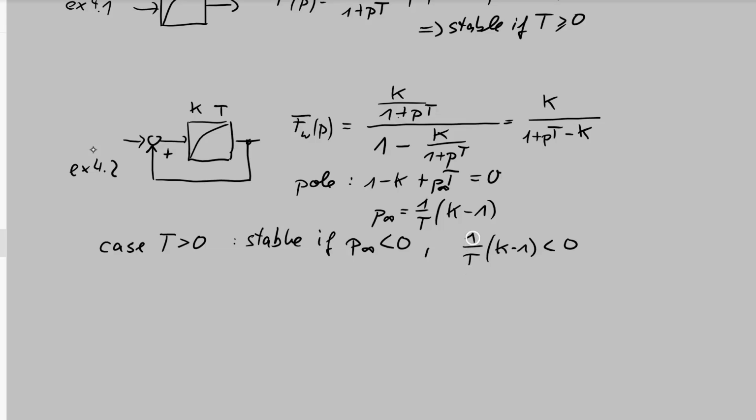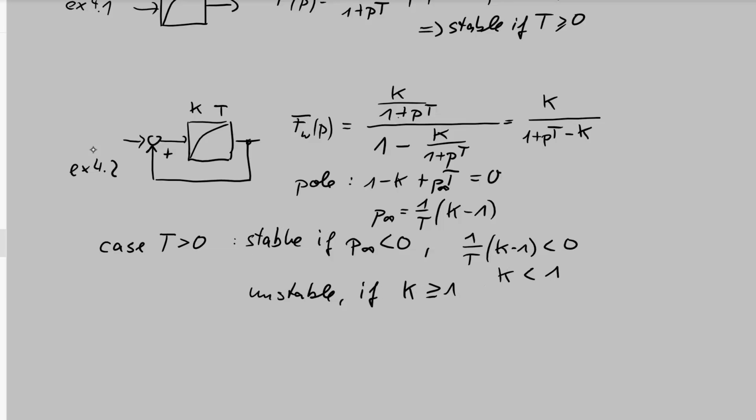If t is positive, we have only to investigate the sign of this. So stable if k is smaller than 1. Okay, that means unstable if k is larger or equal 1. The equal 1 case we have to check, is this really a case with equal 1?